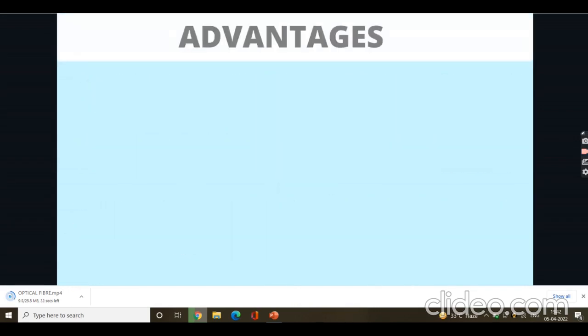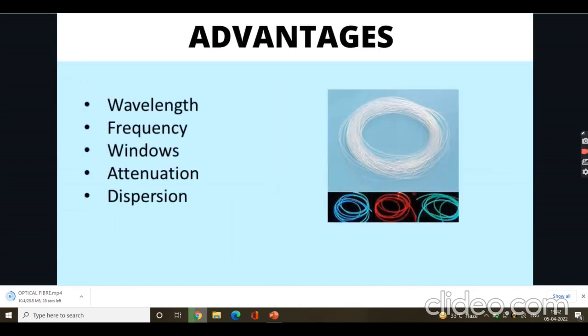Next are the advantages of optical fiber. First is wavelength. The three main wavelengths used for fiber optic transmission are 850, 1300, and 1550 nanometers. These wavelengths are used in fiber optics because they have the lowest attenuation of the fiber. The length of a wave has a direct relationship with its attenuation rate. The longer the wave, the less attenuation.